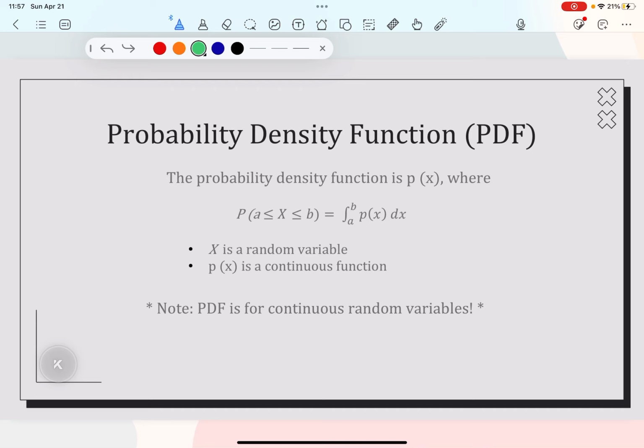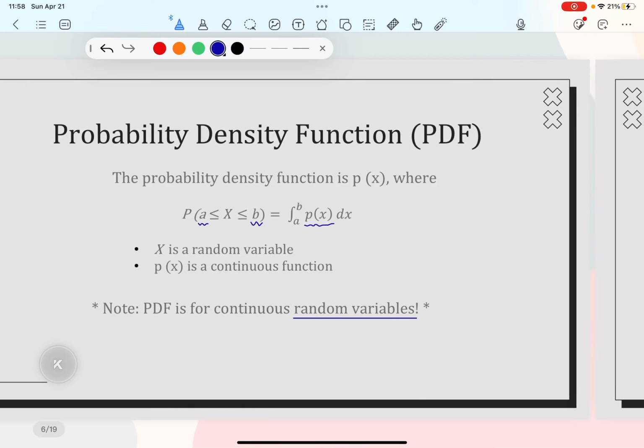So this is where P of X is going to be, where the probability is defined by this range like we were given before, the lower bound and the upper bound. And then we're going to apply that to an integral. And keep in mind that X is going to be this random variable and P of X is a continuous function. And it's for only continuous random variables, which is pretty important. So please keep that in mind going forward.